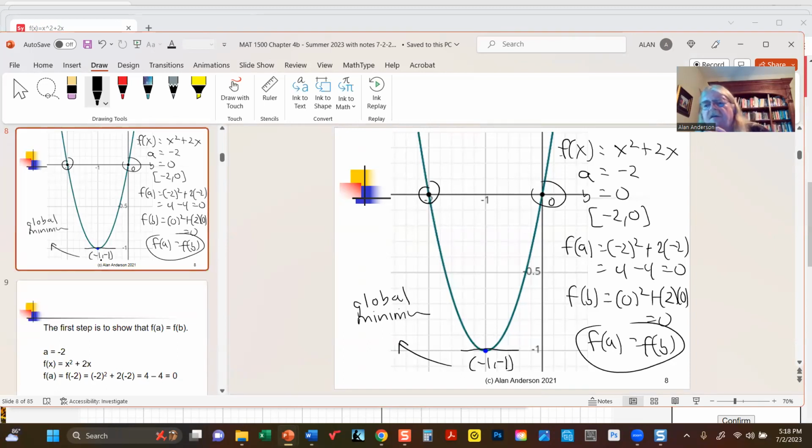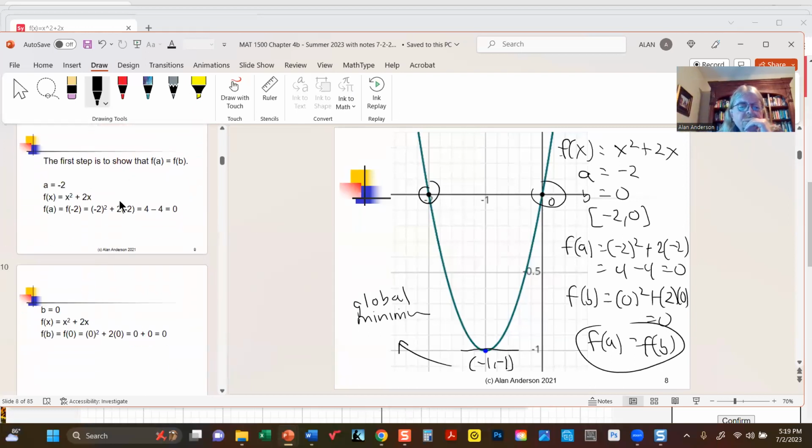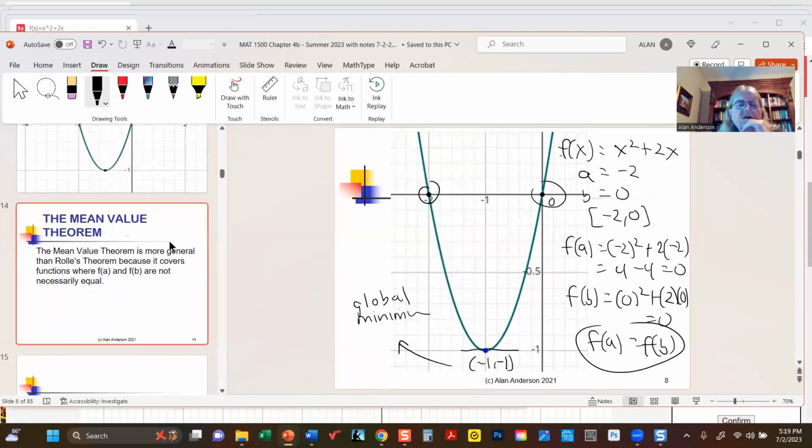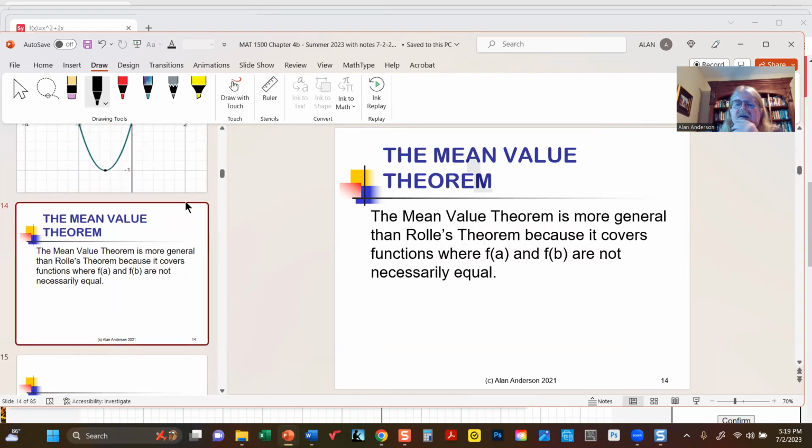We can prove that either by looking at the slopes on either side, or, as we'll see later on, by using the so-called second derivative test. Okay, so that was Rolle's theorem. Now, what about the mean value theorem? Well, the mean value theorem is a more general case. Rolle's theorem is a special case where these two are equal to each other.